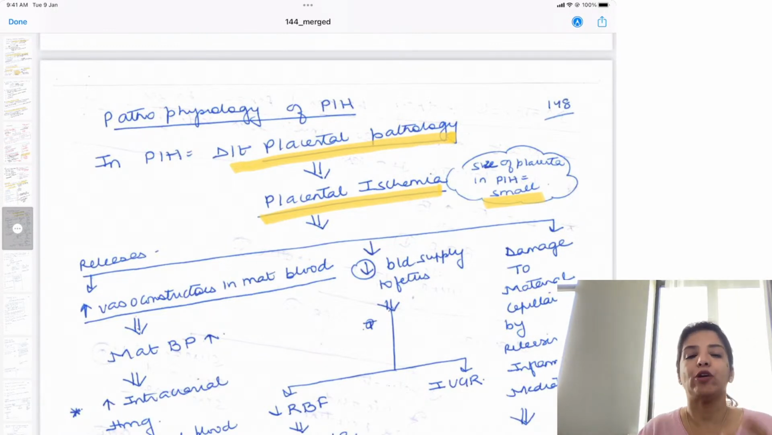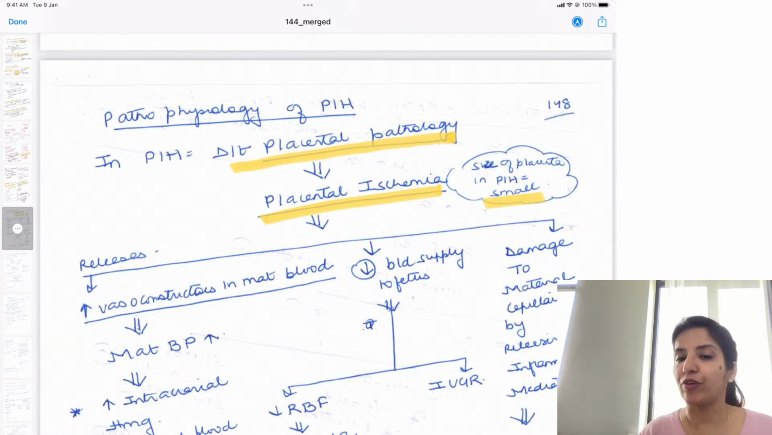Clear? Now जब placenta का ischemia होता है, all of you know कि placenta has a fetal side and placenta has a maternal side. So when there will be placental ischemia, it is going to affect both mother and fetus. Right? ऐसा नहीं है कि placental ischemia होगा and only fetus would be affected. Whenever there is PIH and due to PIH there is placental ischemia, it affects both the mother and the fetus.